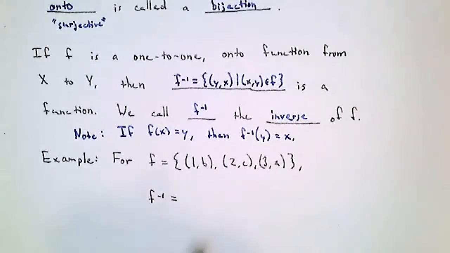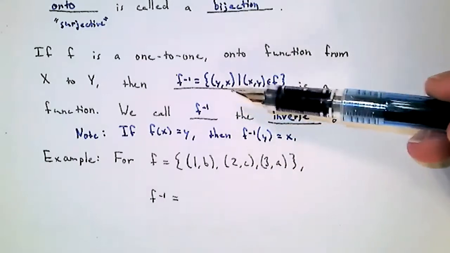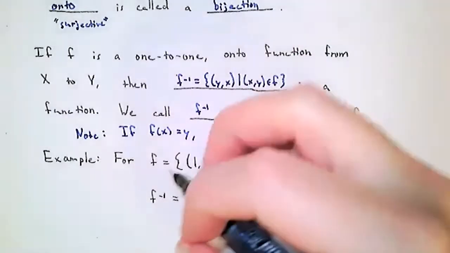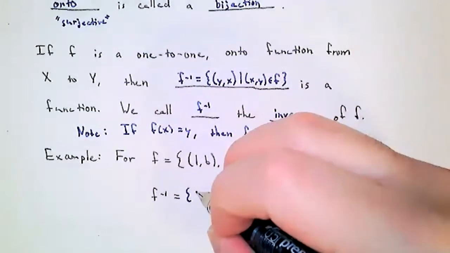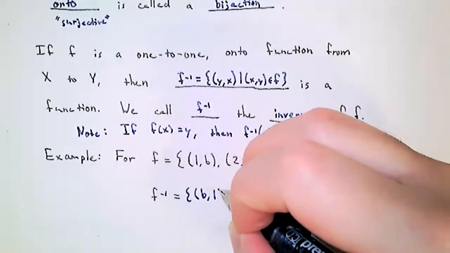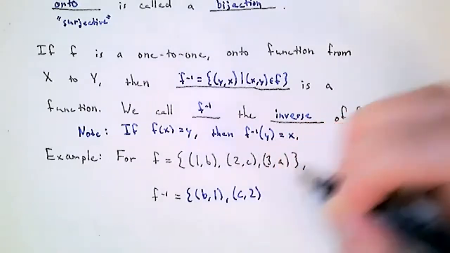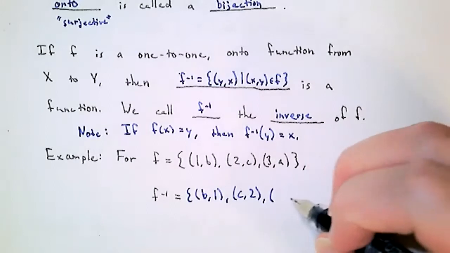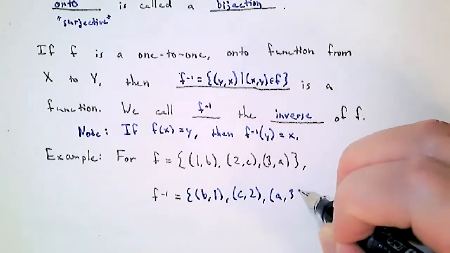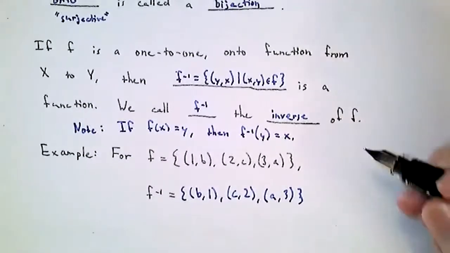Okay. So first, let's look at these ordered pairs and compute the inverse. And remember, all we have to do is reverse the order of the ordered pairs. There's not a lot of thinking that we have to do here. So 1 comma b becomes b comma 1. 2 comma c becomes c comma 2. And 3 comma a becomes a comma 3. Does everyone follow along so far?